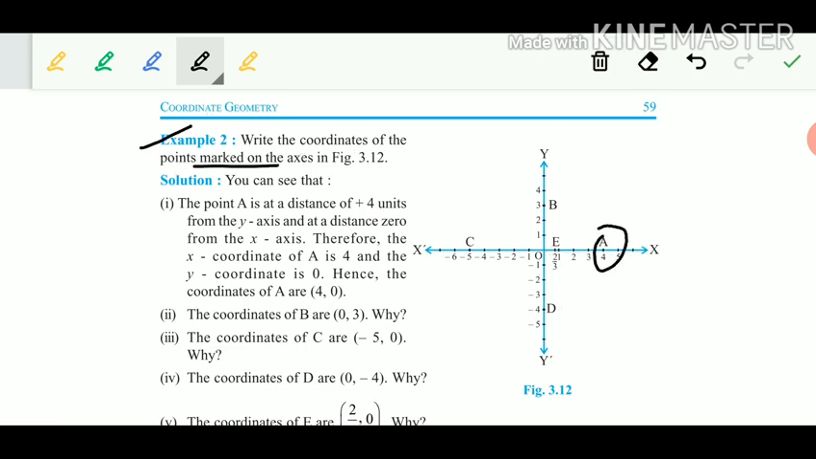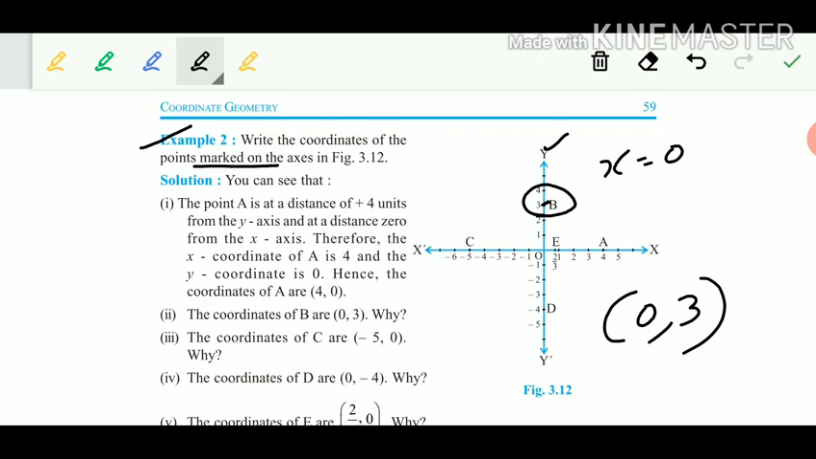Point A is on the x-axis, so y is equal to 0 and its value on the x-axis is 4. So how do we write the coordinate? First we write the value of the x coordinate, then we write the value of the y coordinate. So its value is 4 comma 0. Second point is the point B. This point is lying on the y-axis, so its x value is 0. Now on the y-axis it is lying on the point 3, so its y value is 3. So the point is 0, 3.